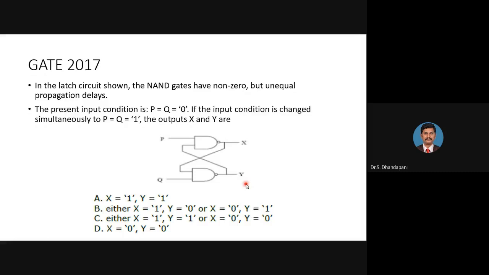Let us analyze this circuit. As per the question, the initial value is P equal to 0, Q equal to 0. When both P and Q equal 0, can you guess what will be the value of X and Y? Please tell your answer in the chat box. For the initial condition alone, I have given P equal to 0, Q equal to 0. When both P and Q equal 0, what is the value of X and Y? Please give your answers through the chat box.